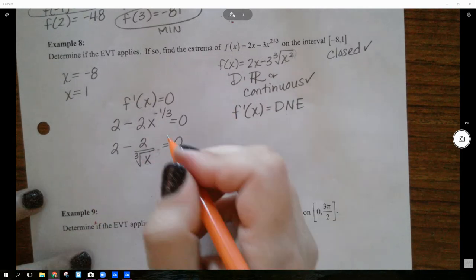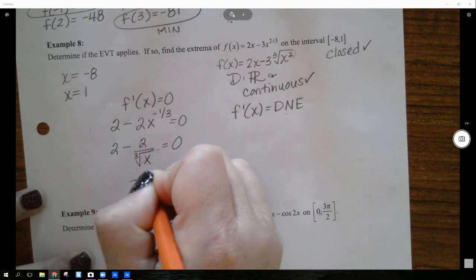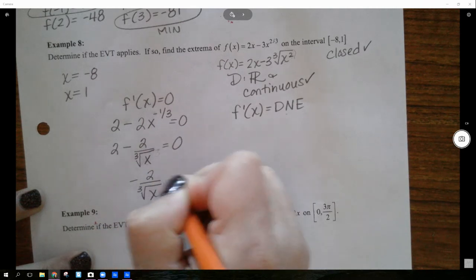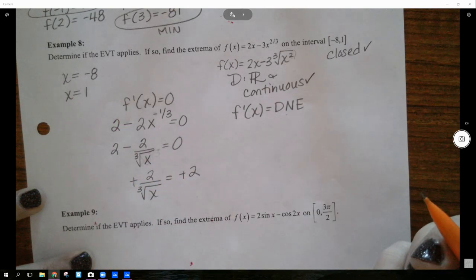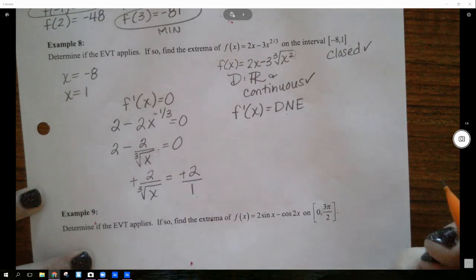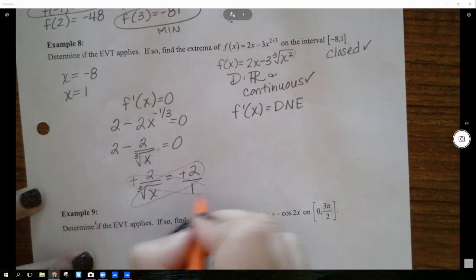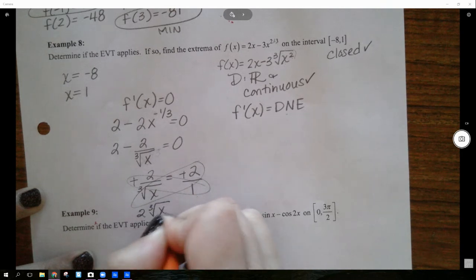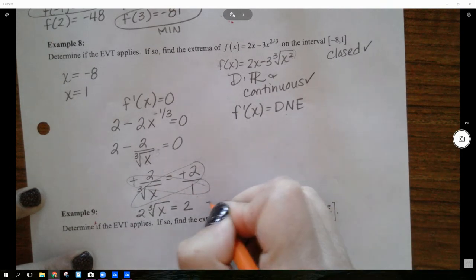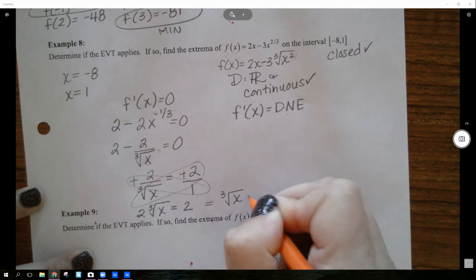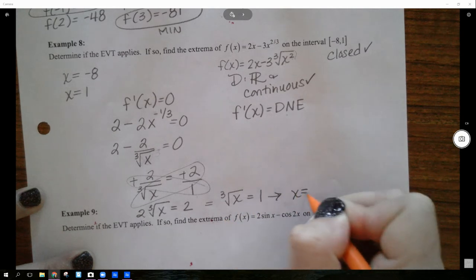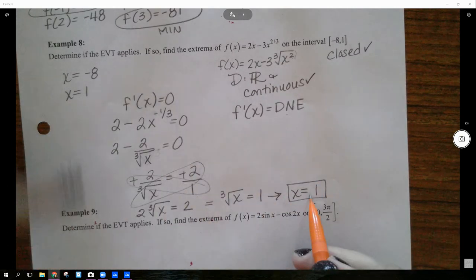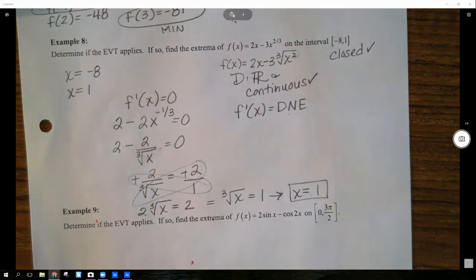So we're going to subtract 2, and let's see what happens here. So -2 cube root of x equals -2. I could divide both these by negatives, make that positive. That's nice. I could cross multiply. So here and here. So 2 cube root of x equals 2. Divide by 2. Cube root of x equals 1. Cube both sides. So x equals 1 is one of your critical points. Oh, we've got that already. Alrighty.